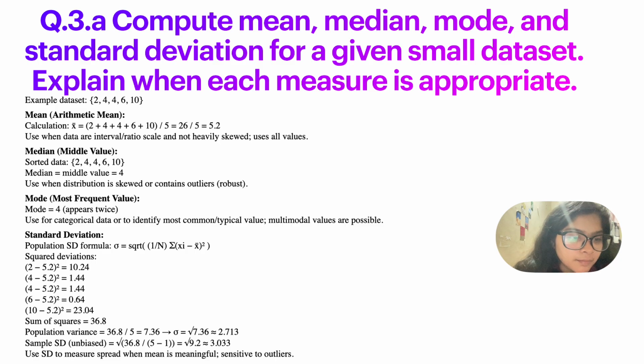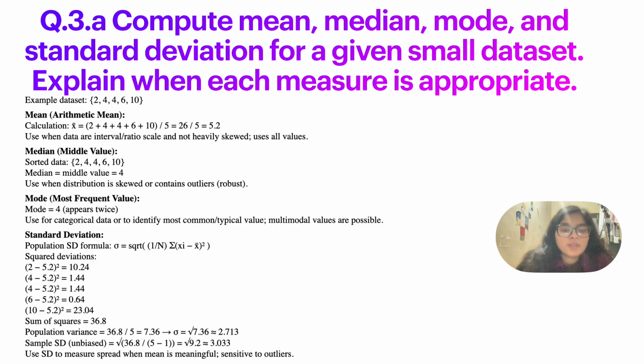Here we have 2, 4, 4, 6, 10. So we have 5 data points. And actually the n divided by 2 plus 1 data is chosen as the median. Here 4 is chosen. It is used when the distribution is skewed or contains outliers.